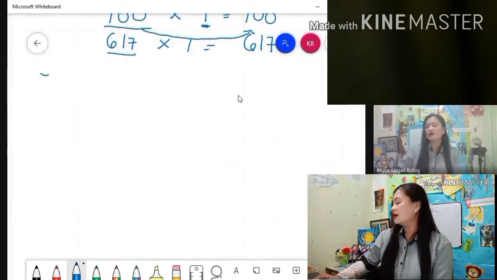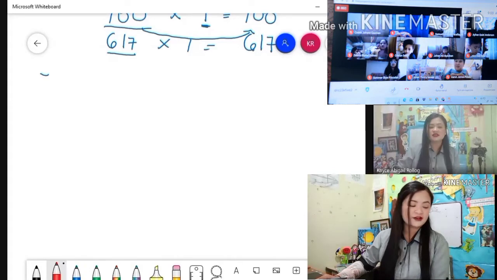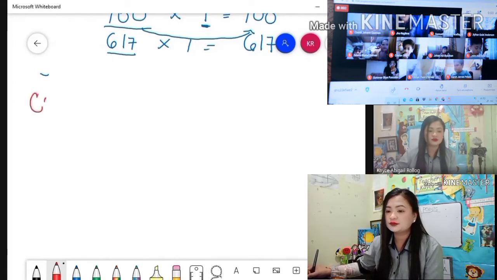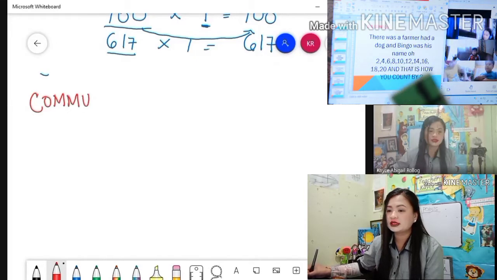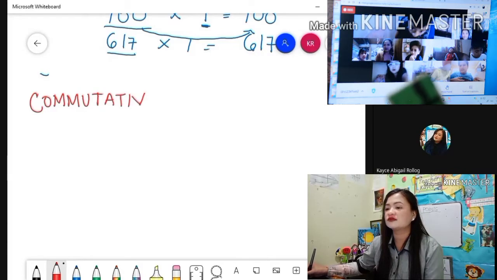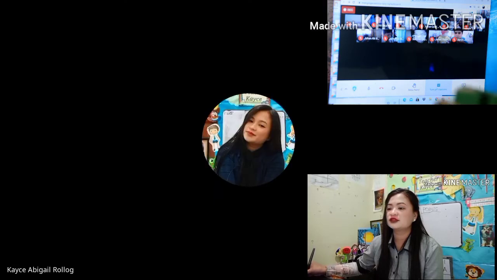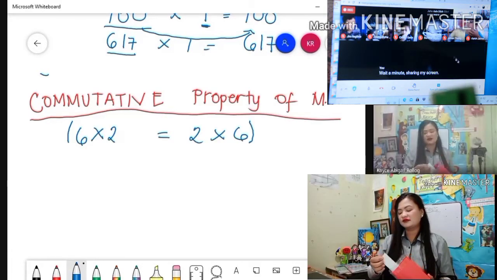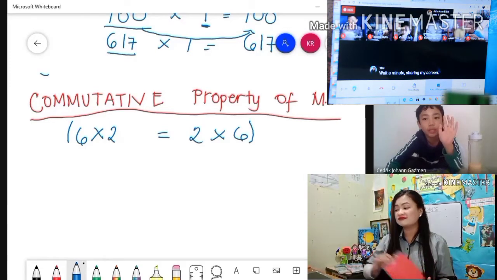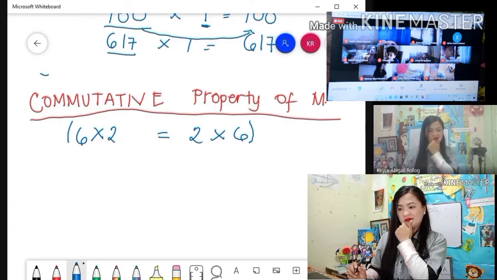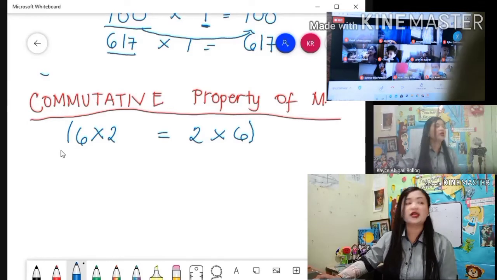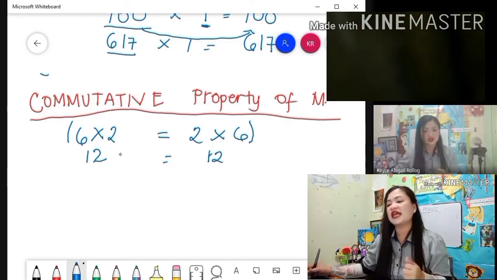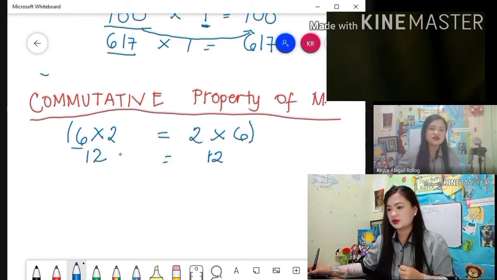Okay, let's have the other property of multiplication, the commutative property of multiplication. What is the commutative property of multiplication? Anyone? Let's have Johan Thierry. Even though you change the factors, the answer will still be the same. Very good. Even if you change the factors, 6 multiplied by 2, the answer is 12. Now 2 multiplied by 6, the answer is also 12. Clear.